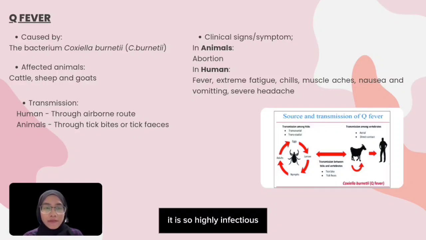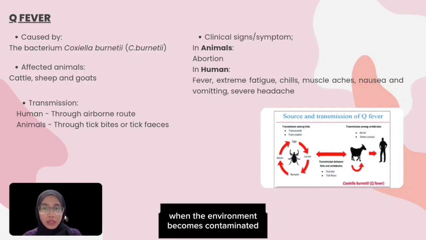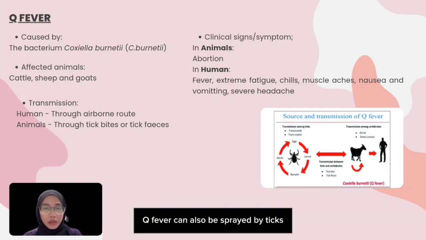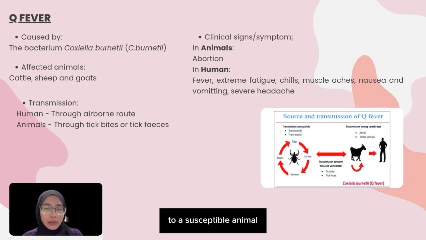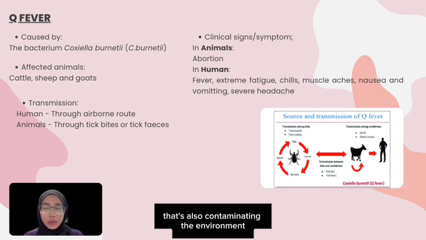It is so highly infectious that a single inhaled organism can cause clinical illness in an animal or person. Outbreaks typically occur following a birth or abortion when the environment becomes contaminated with the birthing fluids. Q fever can also be spread by ticks, which pass the bacteria from an infected to a susceptible animal and whose feces contain the bacteria, thus also contaminating the environment.